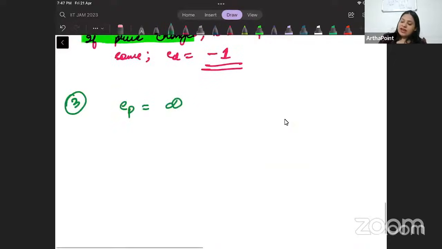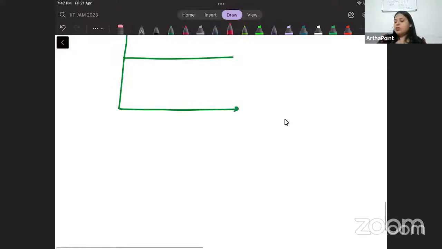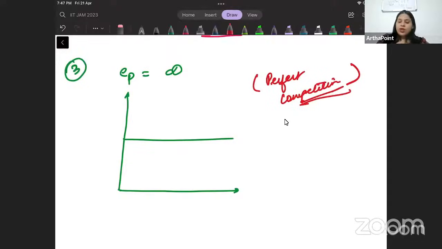So in infinitely elastic demand you have a horizontal demand curve. And what does this resemble? If I talk about producer theory, it resembles perfect competition. So this demand curve actually resembles perfect competition. Okay, now let's go to the next part.